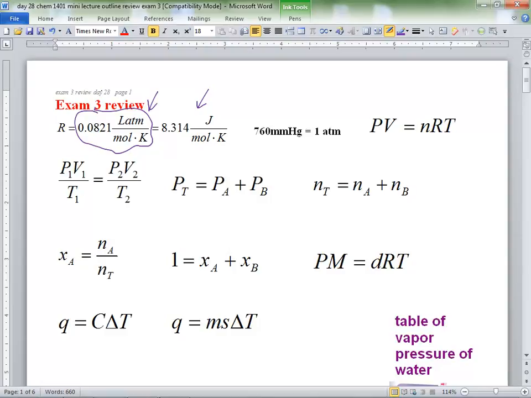Because we always use liquid pressures like chem. Exactly. Right? It tells us what units to use for everything. That's why we pretty much use this R all the time. Okay.